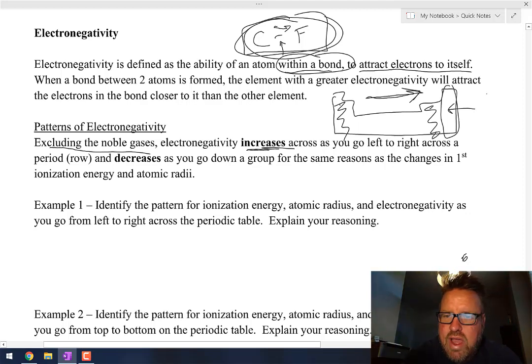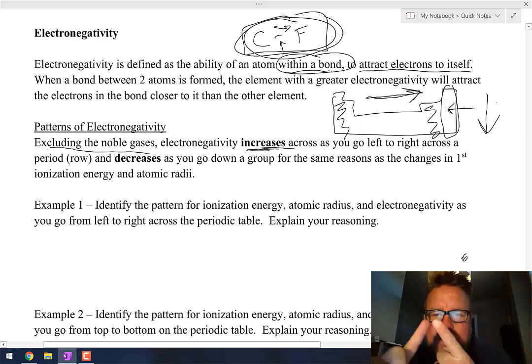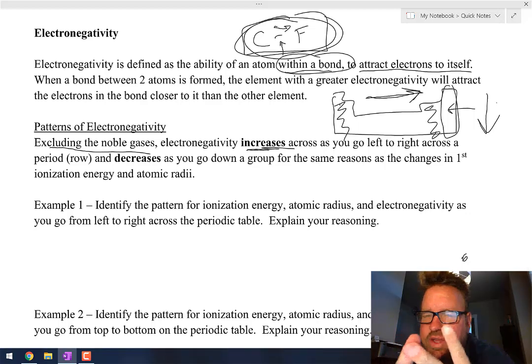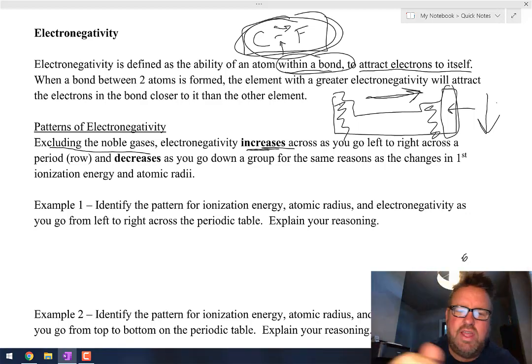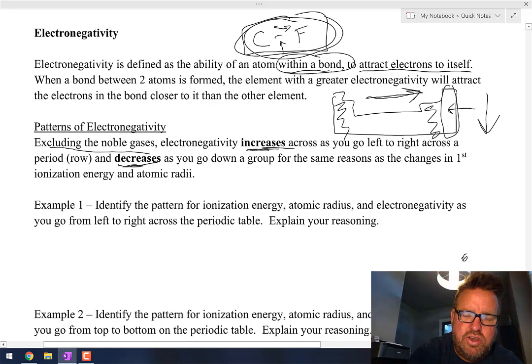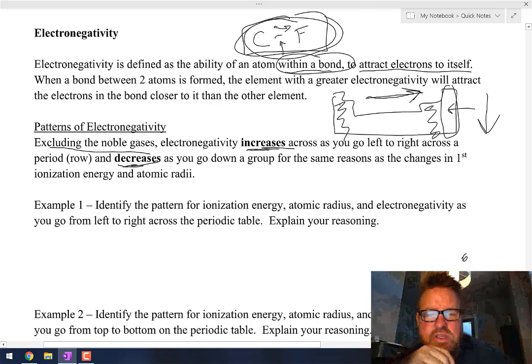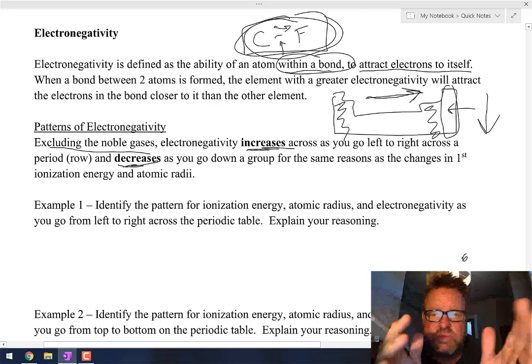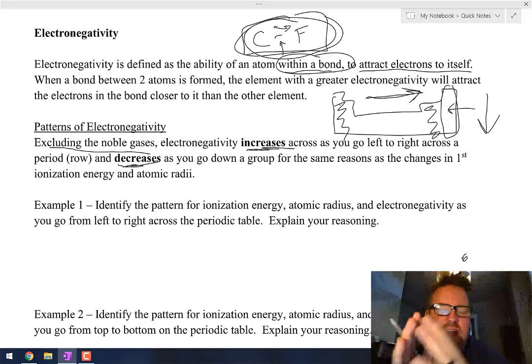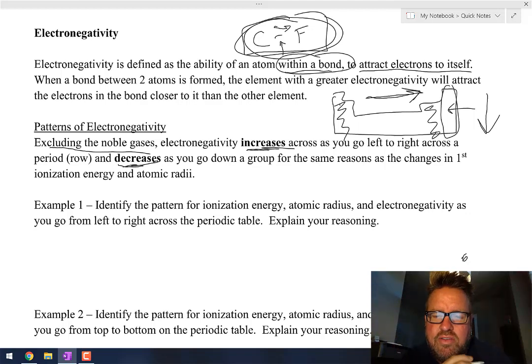As you go down the periodic table, the same thing happens. The ionization energy decreases, the atomic radius increases, and the electronegativity, just like ionization energy, also decreases. Why is that? Because there are more electron shells. The distance between the valence shell and the nucleus is greater. That decreases the attractive force.